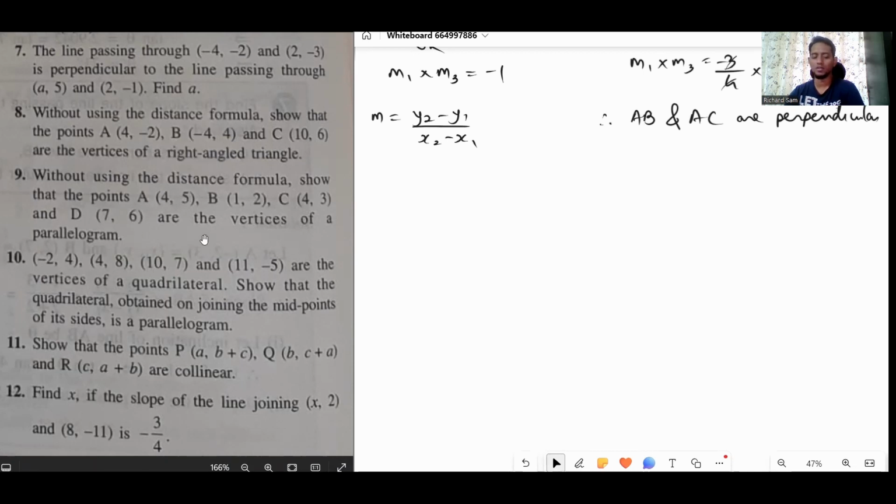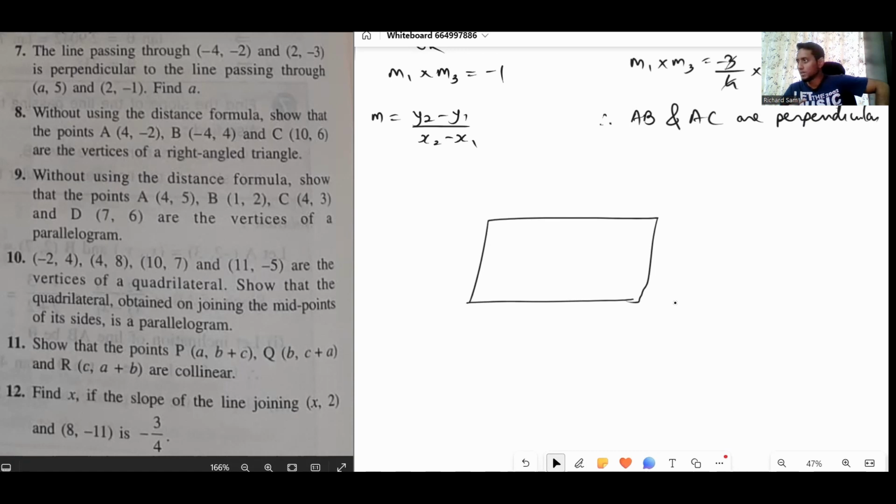Now for the ninth question, what do we do? We have to prove that these 4 points are the vertices of a parallelogram. What's a parallelogram? You know, 10th standard is how, no? They ask you questions from everything you've learned in your whole life. So you need to know what's a parallelogram. Okay? What's a parallelogram?